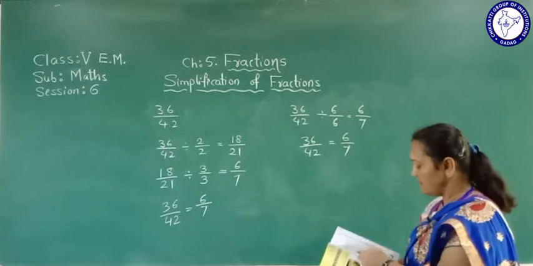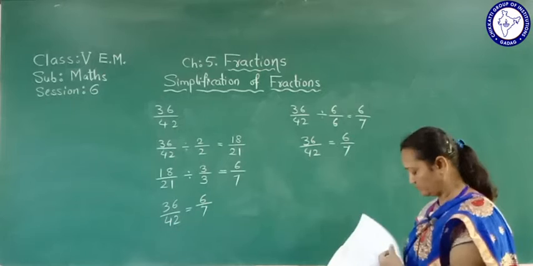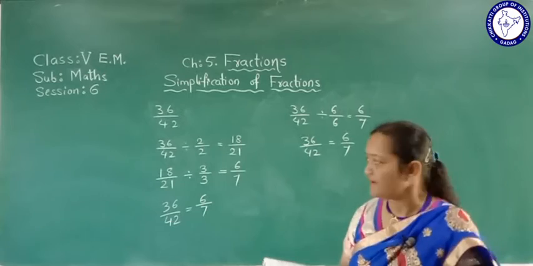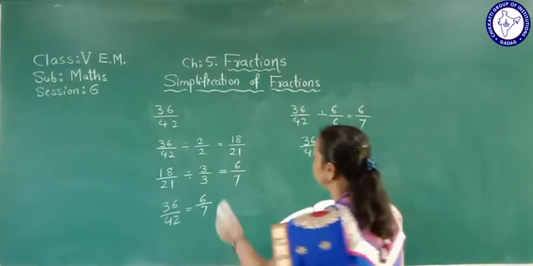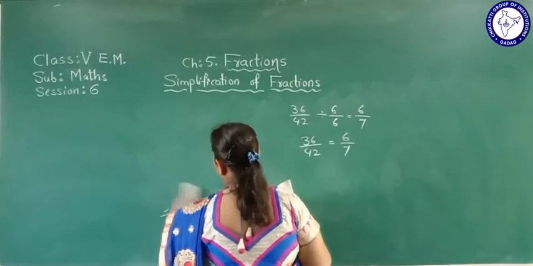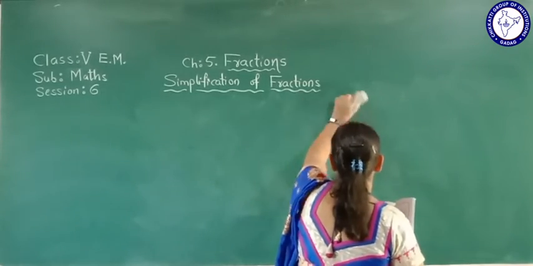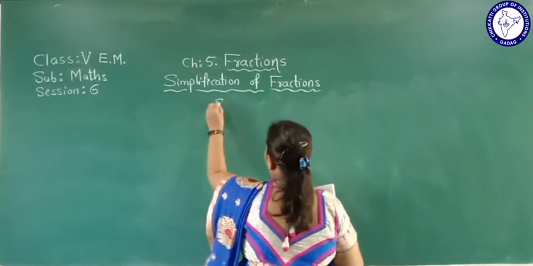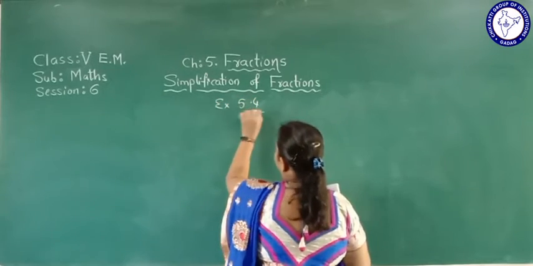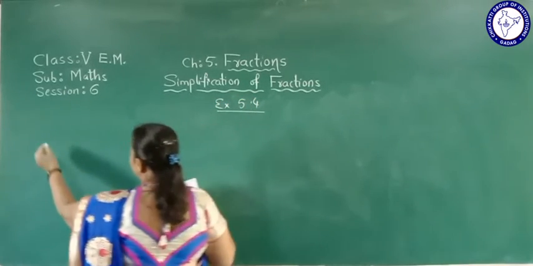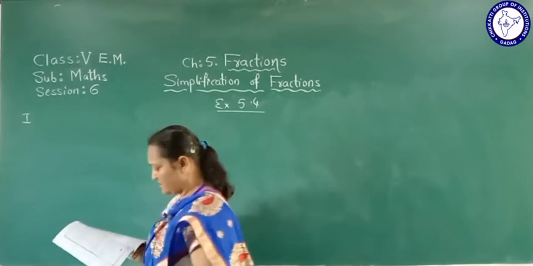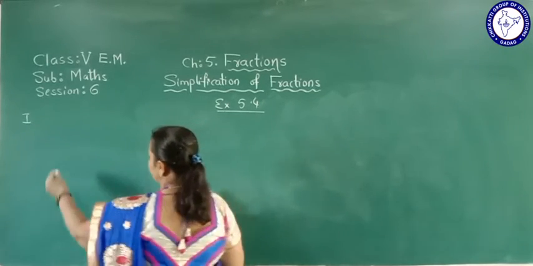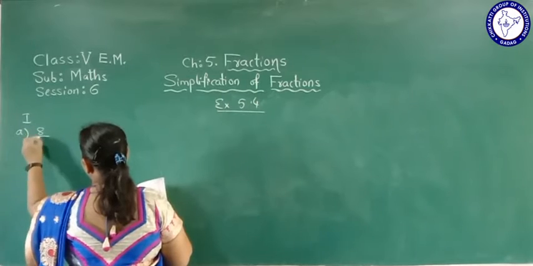This understood, children? Then let me go to exercise 5.4. Here exercise 5.4. Only one main question is there. Reduce each of the following fractions to its lowest form. So the first one is 8 by 16.